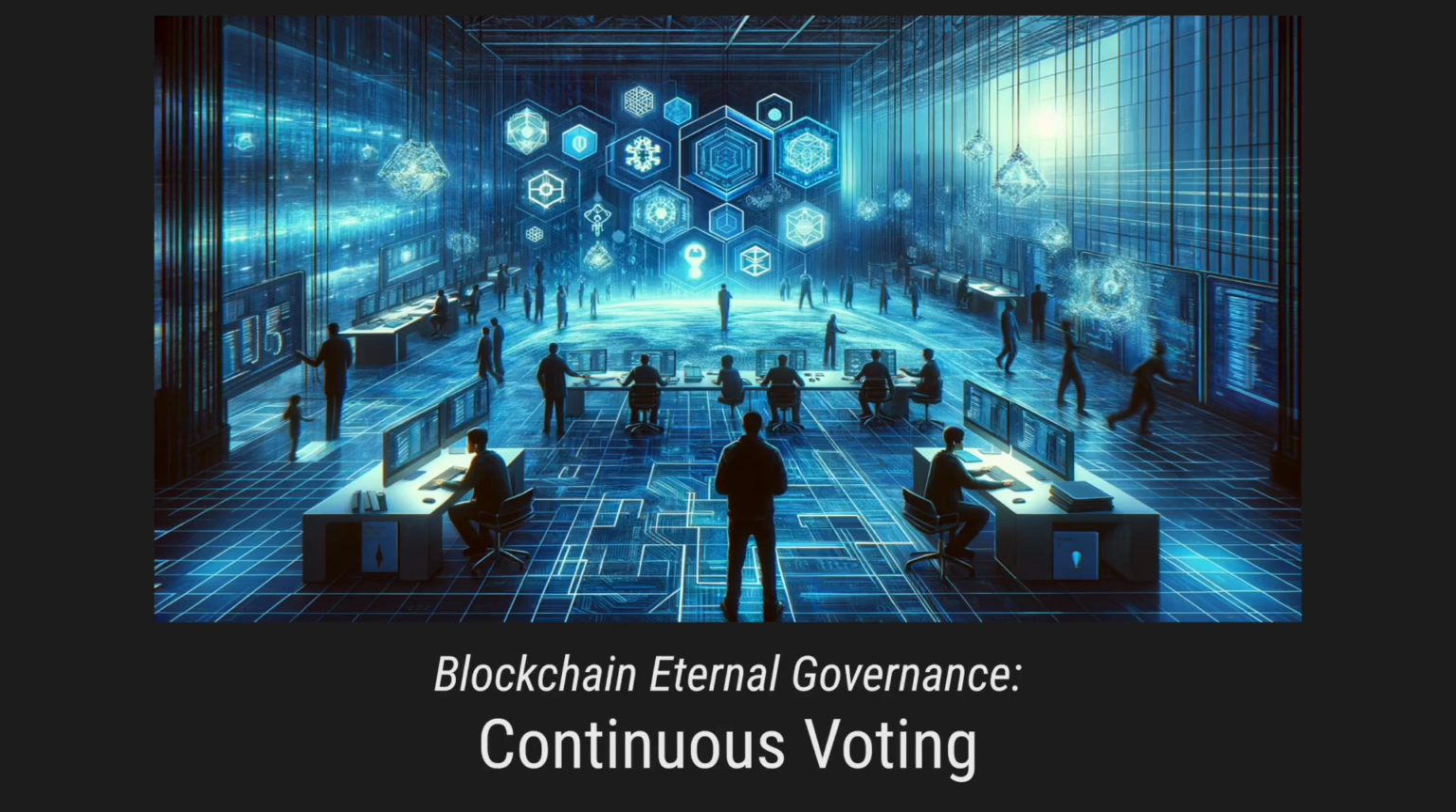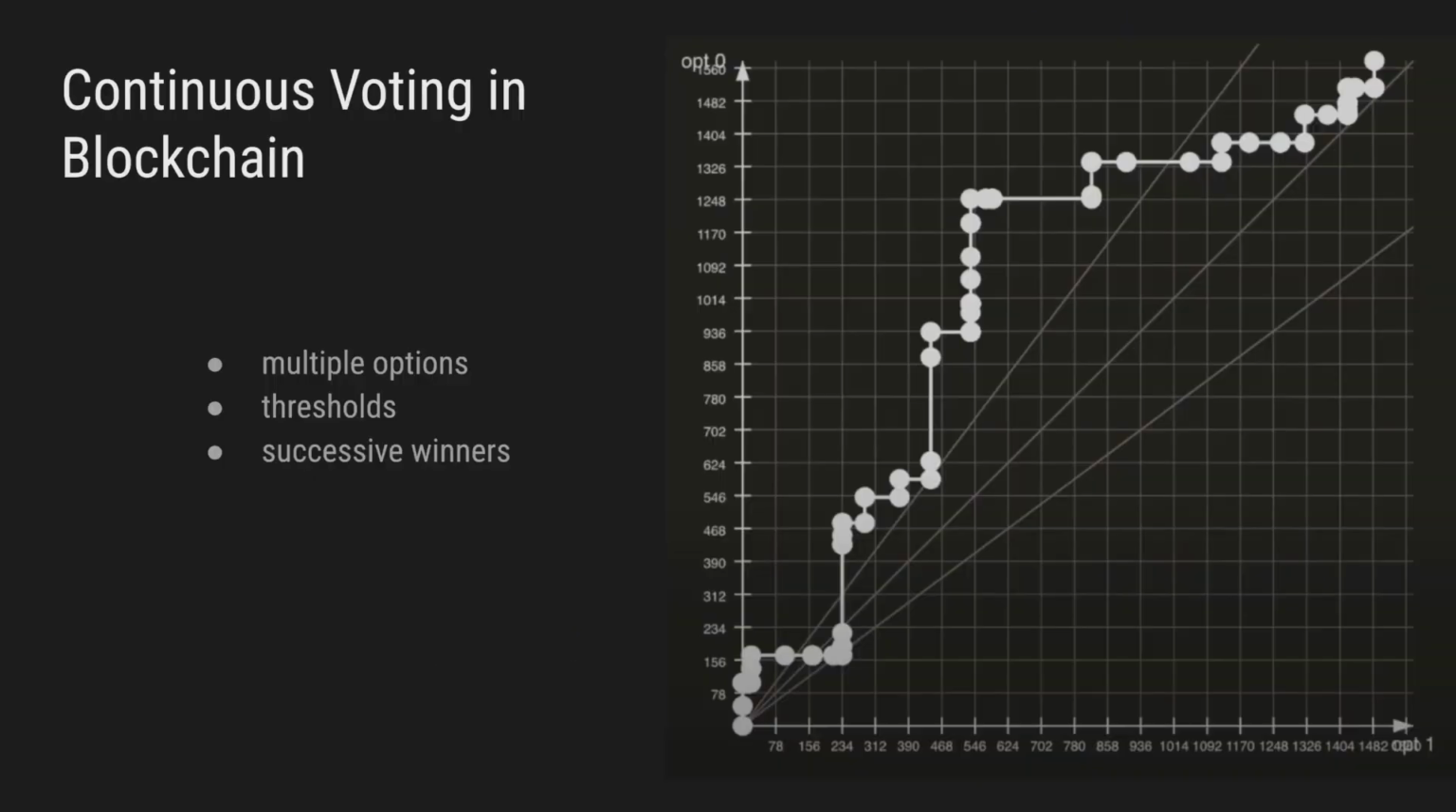Today you will see a first prototype of continuous governance on our Mythos blockchain, a type of governance where a proposal has multiple options and the vote never finalizes. Instead, you have voting thresholds. Take this graph. In a proposal with multiple options, we only take the two options, option 0 and 1, with the most votes. And these lines are the thresholds.